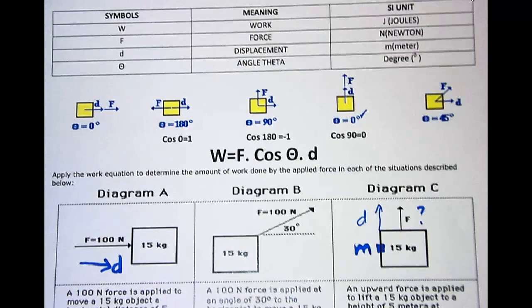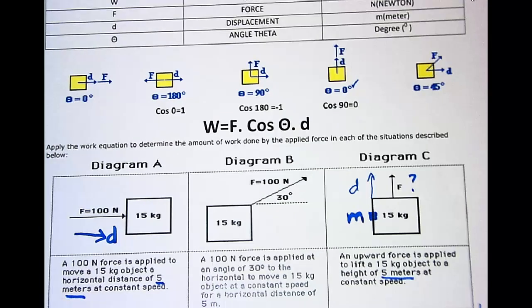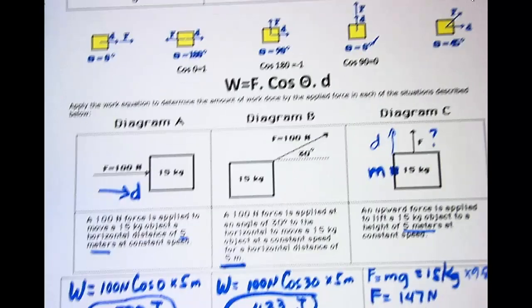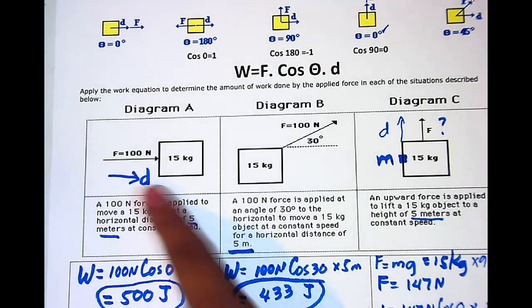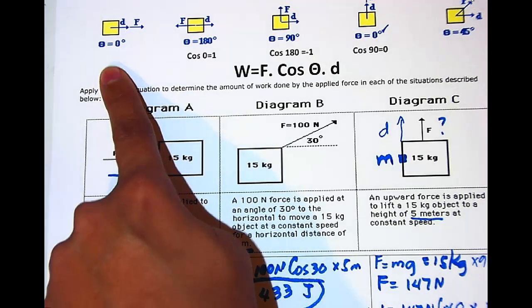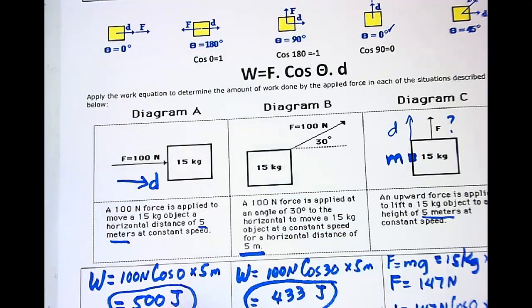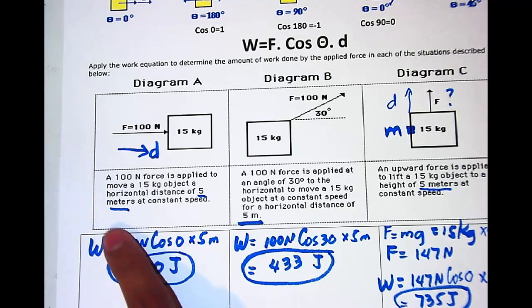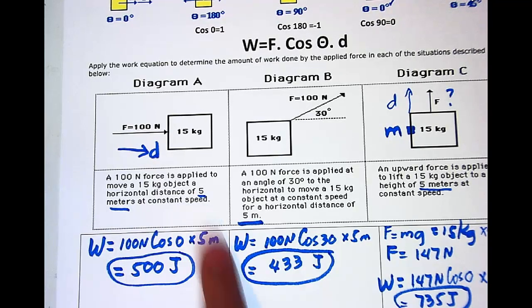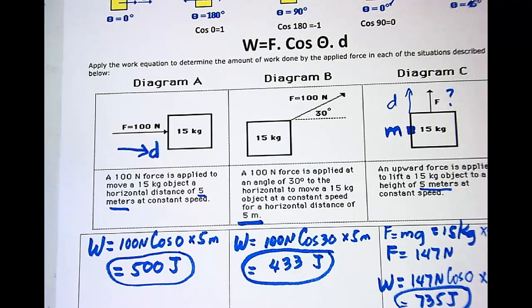We will be solving for work equals force times cosine theta times distance. Diagram A. We have a 100 newton force pushing the 15 kilograms. So force and distance are in the same direction to the right. You will be using scenario number 1, so your cosine there will be equal to 0. If you plug that into your equation, you will have F is 100 times cosine 0 times the meters, which is 5. So 100 cosine 0 times 5 will give you 500 joules. You can try and get your calculator and plug that in so you can practice.